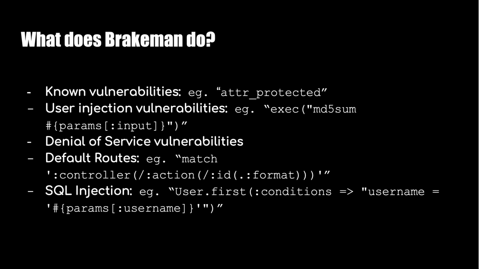The next thing listed here is default routes. They are another vulnerability that Brakeman checks for in the code. It looks for a statement like the one listed here that uses the action command in routes.